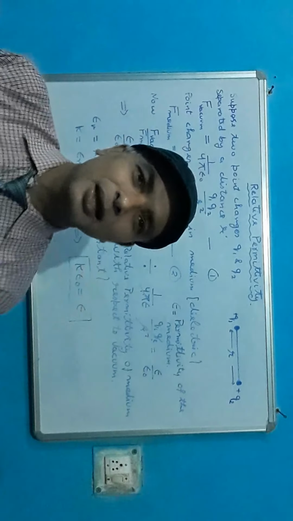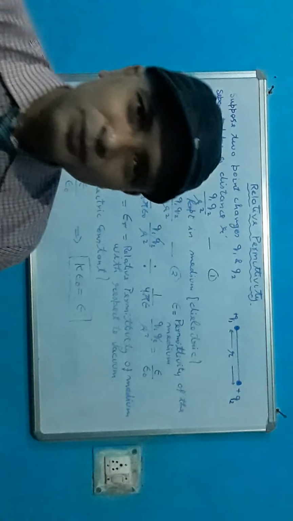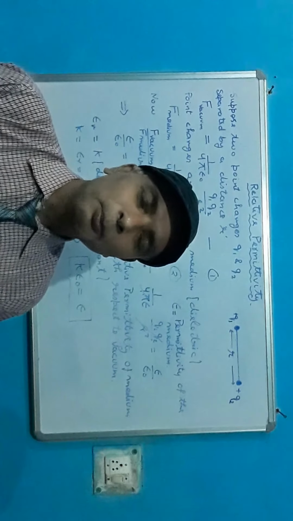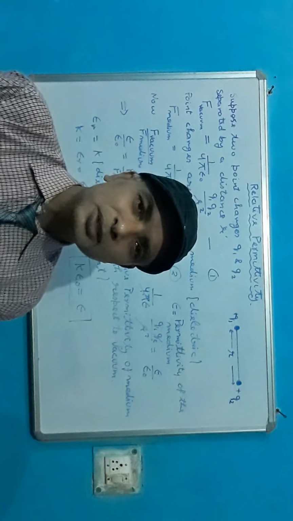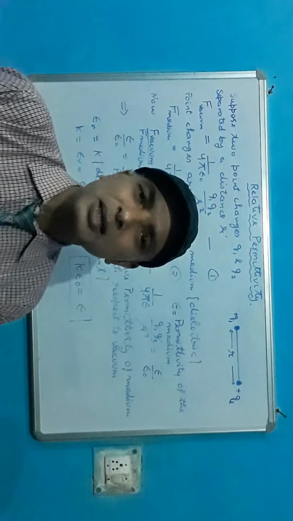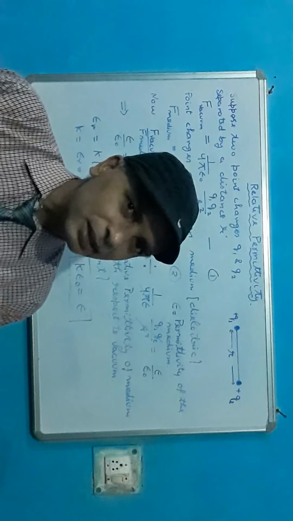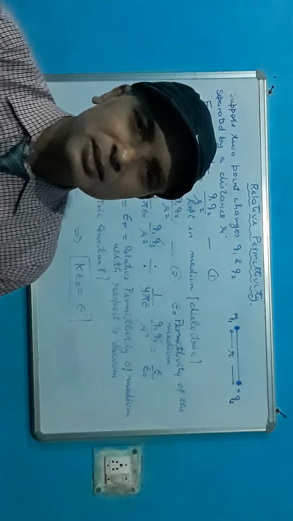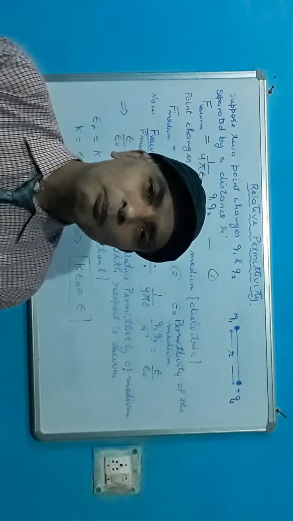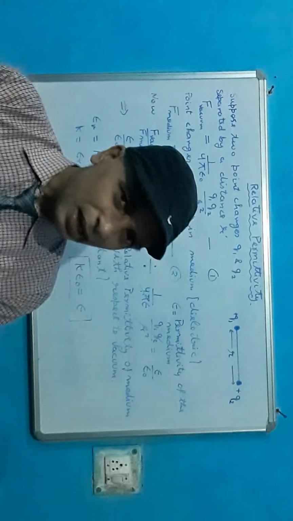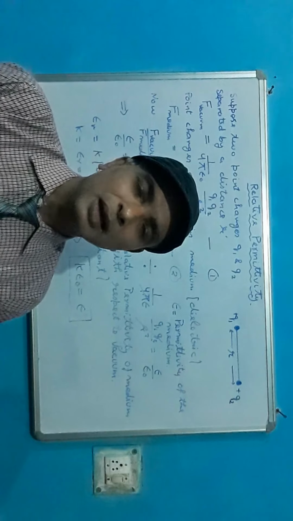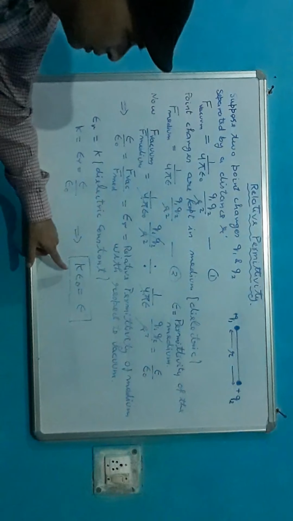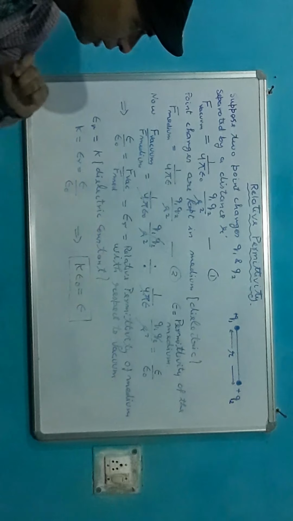So once again, it's time for one conceptual question. A question may be asked like this: what will happen if the two charges which are initially placed in vacuum at a certain distance are placed at the same distance in a medium? What will happen with the force of interaction? Let us see how we can write the answer to this question. I have here mentioned K epsilon naught is equal to epsilon.